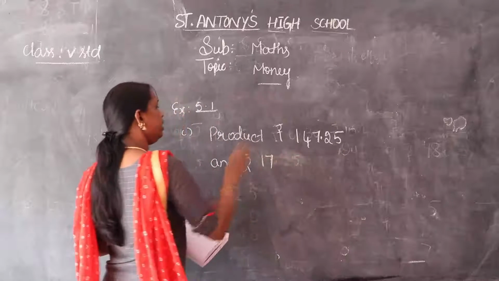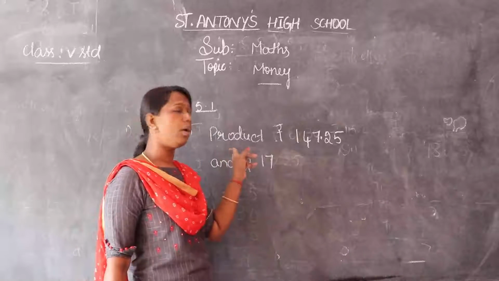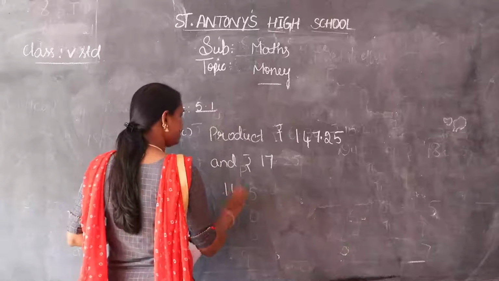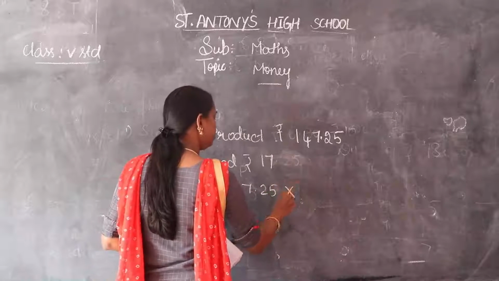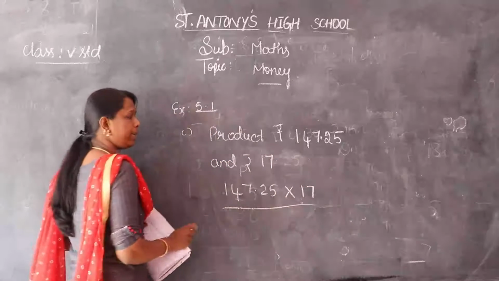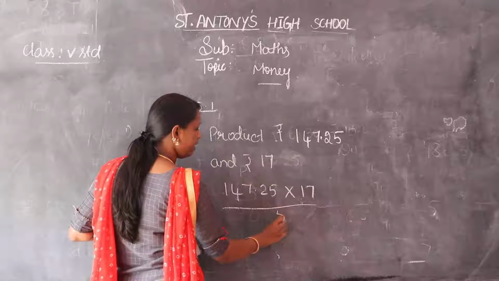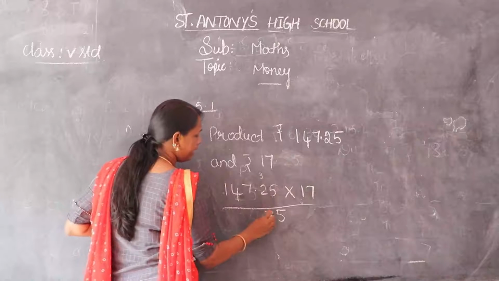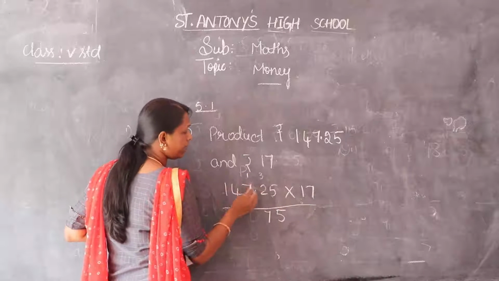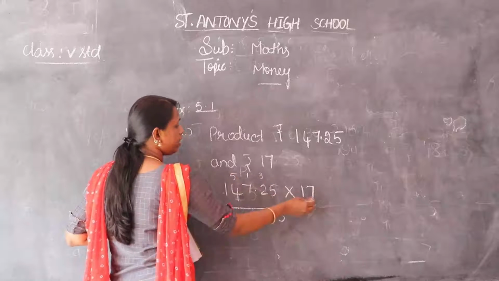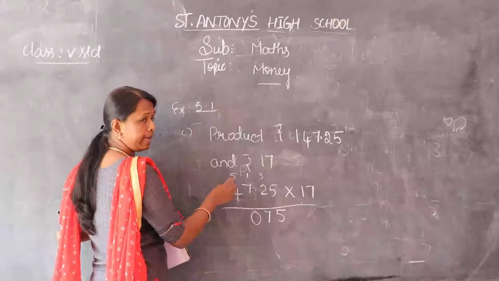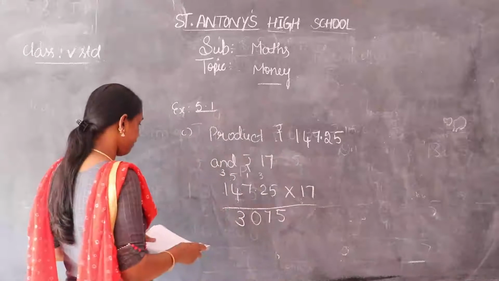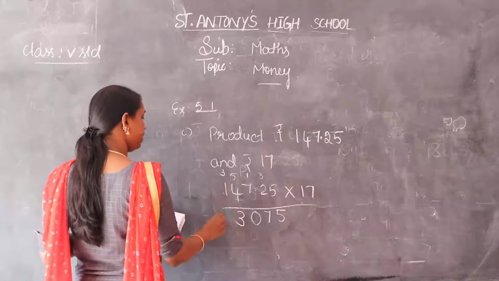See children, read the question. Product of. Product means we have to do the multiplication. Write down the number 147.25 into 17. So first we have to multiply by 7. 7 5s are 35. Write down 5, 3 carry. 7 2s are 14. 14 plus 3 is 17. Again 1 carry. 7 7s are 49 plus 1 is 50. 5 carry. 7 4s are 28. 28 plus 5 is 33. 3 carry. 7 1s are 7. 7 plus 3 becomes how much?